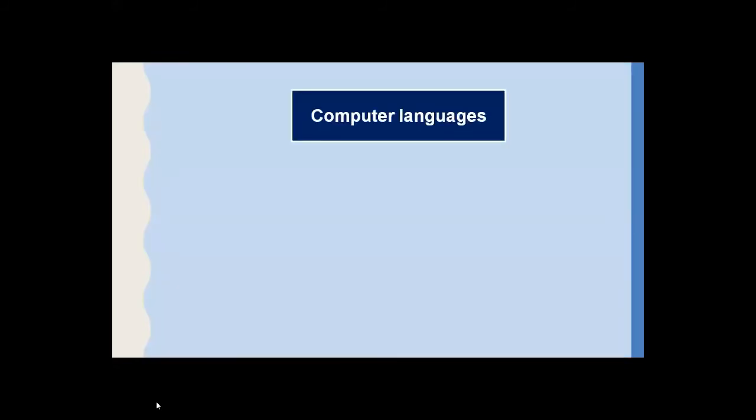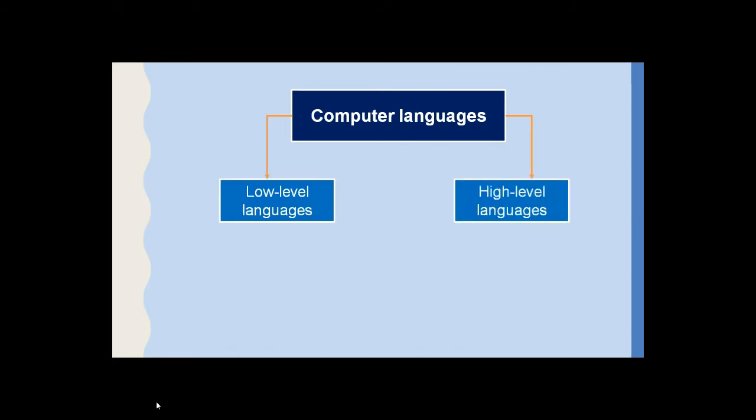Okay, so now the next one is computer languages. Computer language is further classified into two broad categories, that is low level languages and high level languages. Low level language is further classified into machine language and assembly language. Now, one by one, we will discuss computer languages.